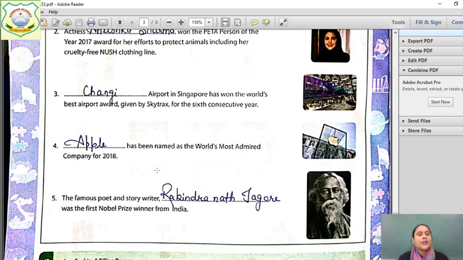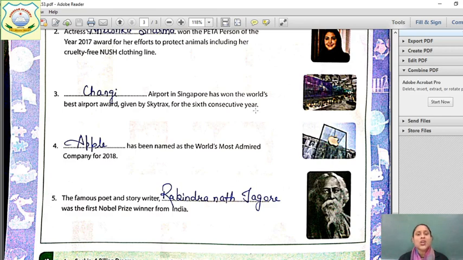Okay. Now, children, let's see the third blank. Here you will see Dash Airport in Singapore has won the world's best airport award. So, which award was given the world's best airport award? It was given by Skytrax.